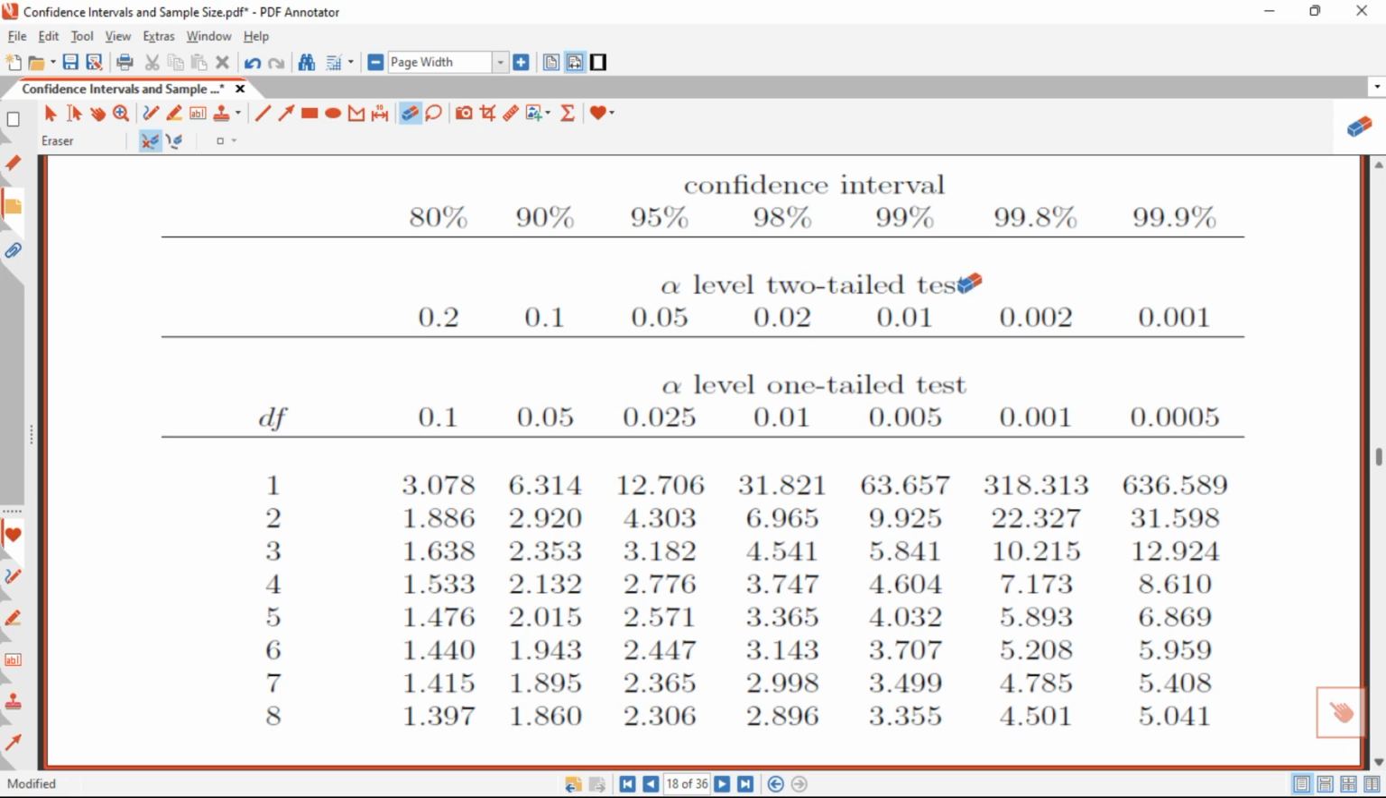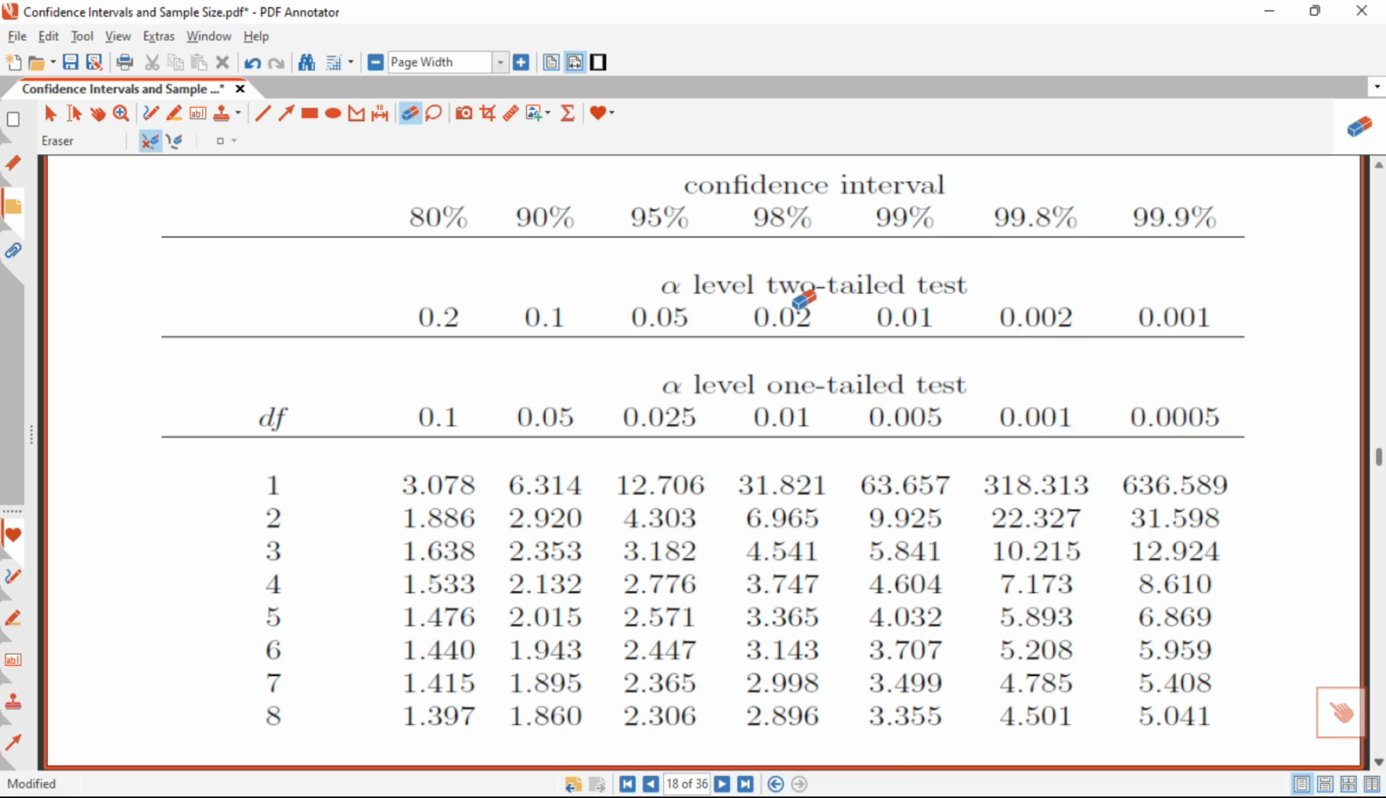Here we have a 2-tailed test, and then we have a 1-tailed test. Right? So the 1-tailed test has its own alpha level, and the 2-tailed test has its own alpha level. So when we come here, this is 0.2, 0.1, 0.05, 0.02, 0.01, 0.002, 0.001, and then 0.1, 0.05, 0.025, 0.01, 0.005, 0.001, 0.0005.